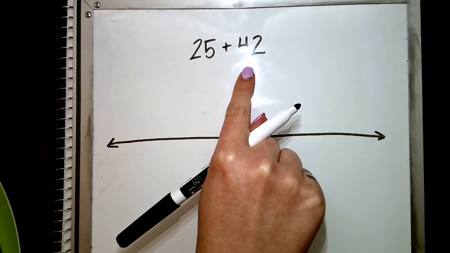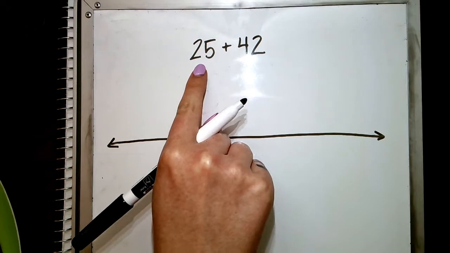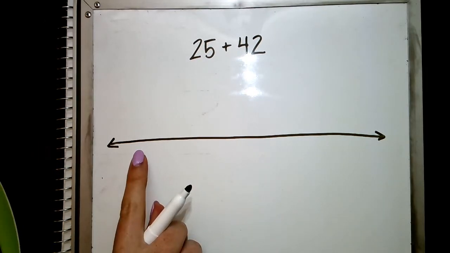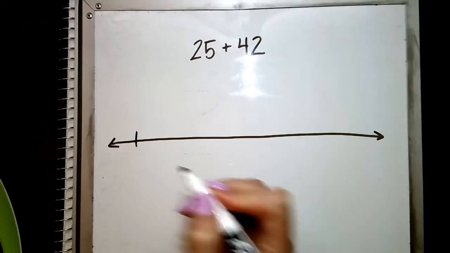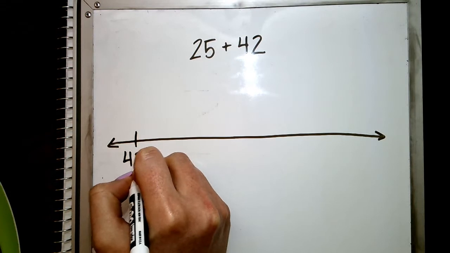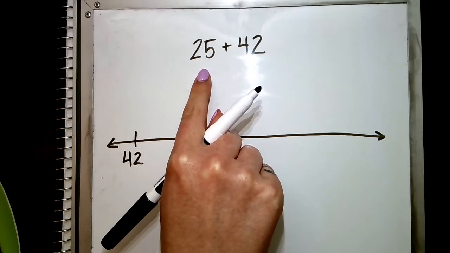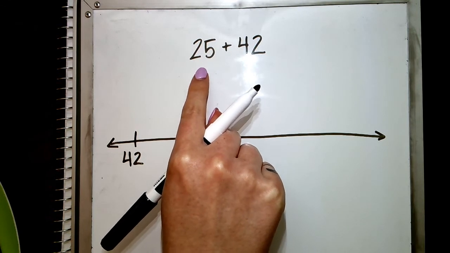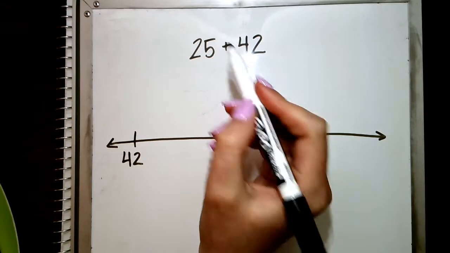So we're going to start with 42 because 42 is the bigger number than 25. So starting with 42, I'm going to start way down here at the end so that I've got plenty of room to make my jumps. So I'm going to make my tick mark for 42. Now I need to add 25. So here's where place value comes in, friends. Just like when we're thinking about the splitting strategy, I might actually use a little bit of the splitting strategy here to help us out.